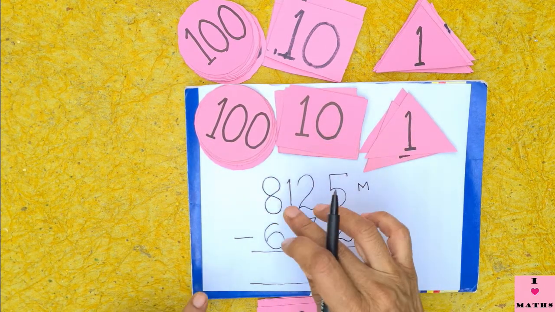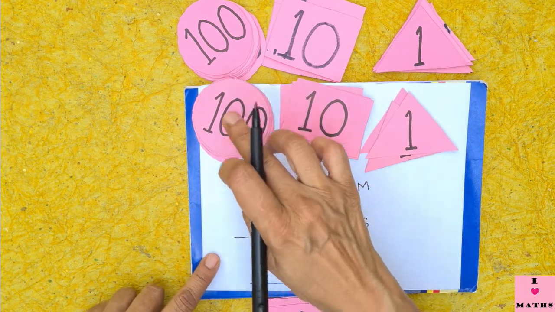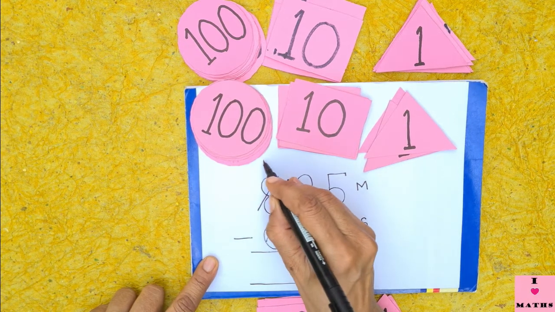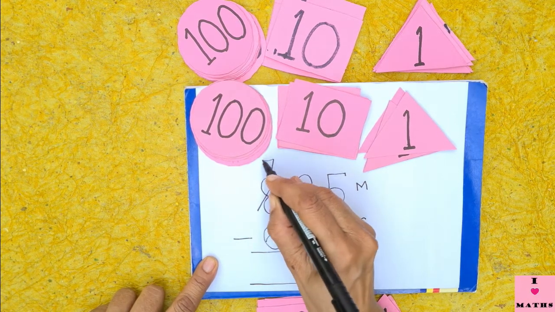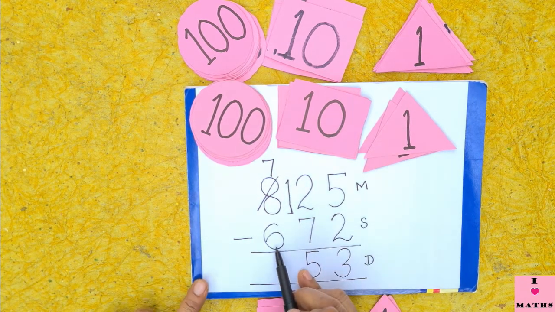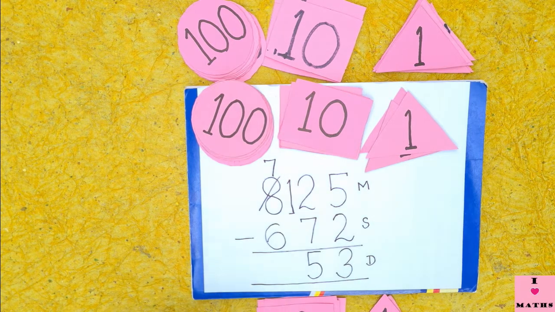Now in hundreds place we had 8 cards, but now we have taken 1 card out. So 7 cards are left at hundreds place. So I will write 7 here. Now I have to subtract 6 cards out of 7 cards on hundreds place.